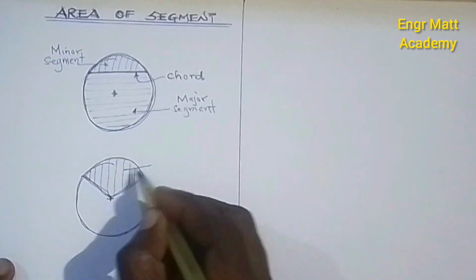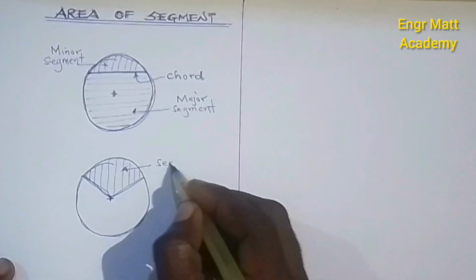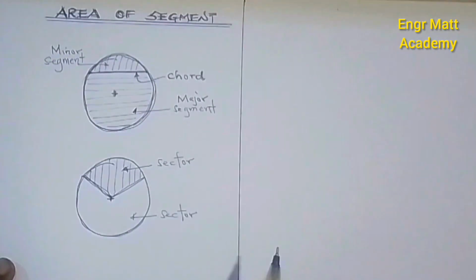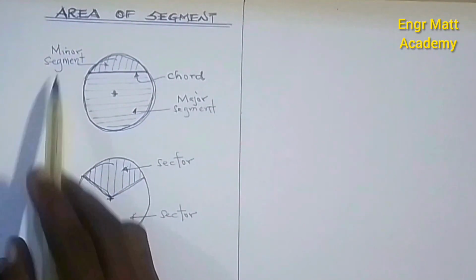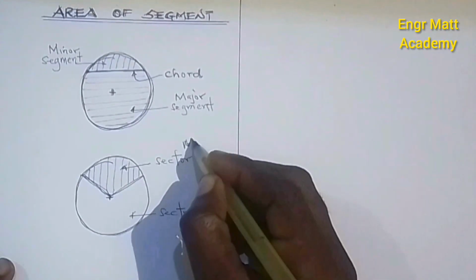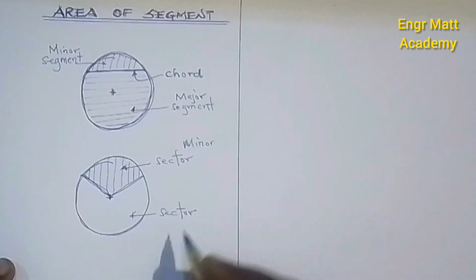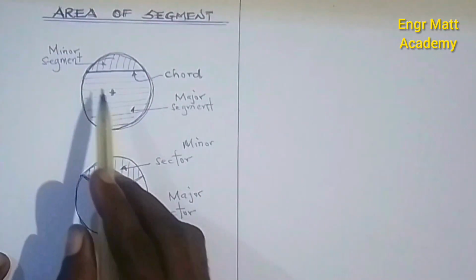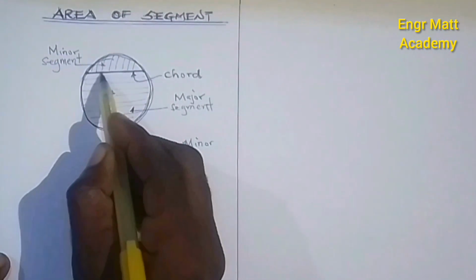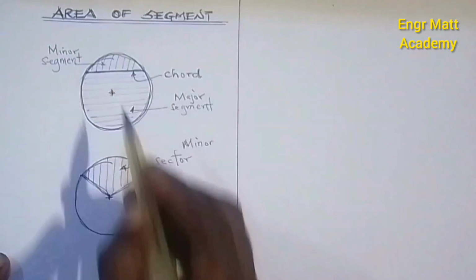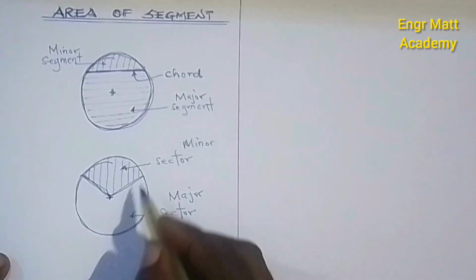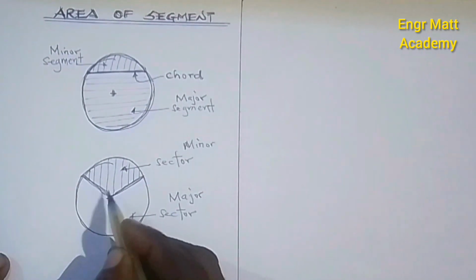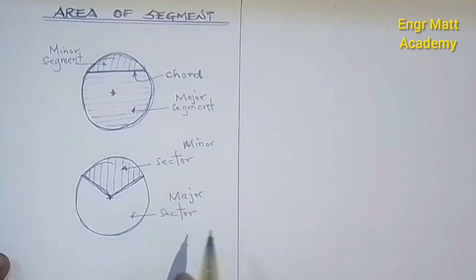Now this part is called a sector, and this other part is also a sector. Just as we have a minor segment and a major segment, we also have a minor sector and a major sector. Can you see the difference? A segment has one straight line and a curved side, but a sector has two straight lines, this line and this line, and a curved part.